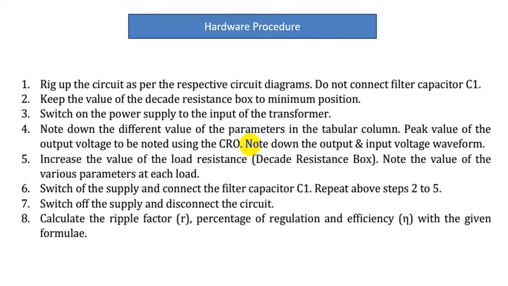Once these are noted, we can change our load resistance slowly to 500, 800 and 1000, and again note down all these values. Then the final reading, no load condition: remove the resistance and note down the no load condition. Once these 5 readings are taken, connect a capacitor in parallel to this resistor, then repeat the same procedure. Load resistance from 120 to 1000 we are going to vary, and with the filter, we are going to note down all these values.